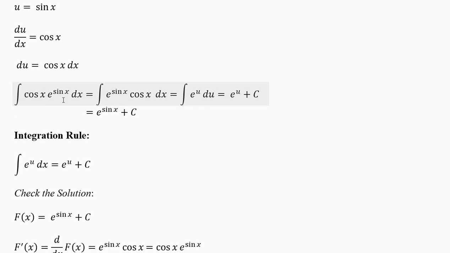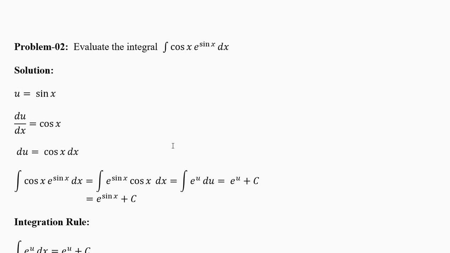Cos x e^(sin x). The integration will be e^(sin x) cos x dx. See, we have written first the exponential function, then the cosine, because the cosine and the dx have to be together. So you have e^u du. That's why we wrote cos x and dx together, and du equal to cos x dx. And you have e^u du. And the answer is e^u plus c. Put back the value of u, which is e^(sin x).